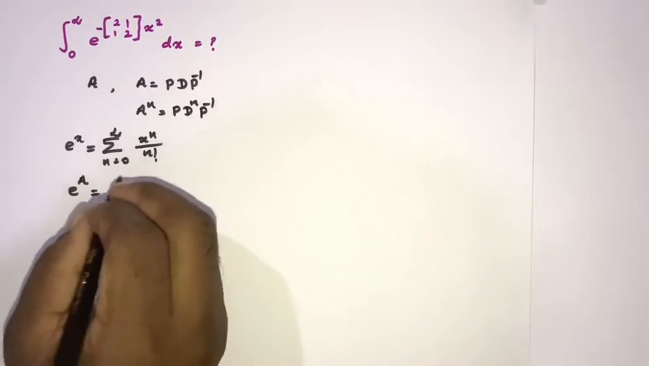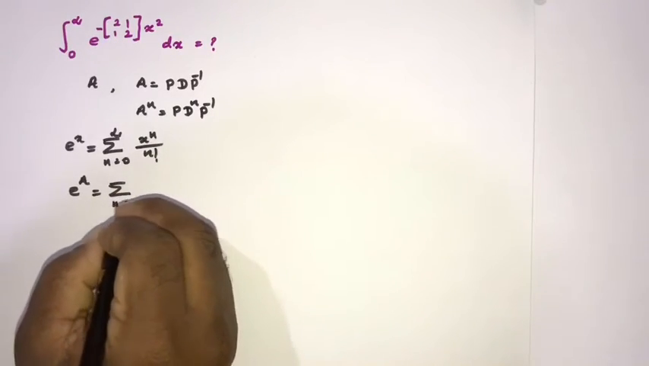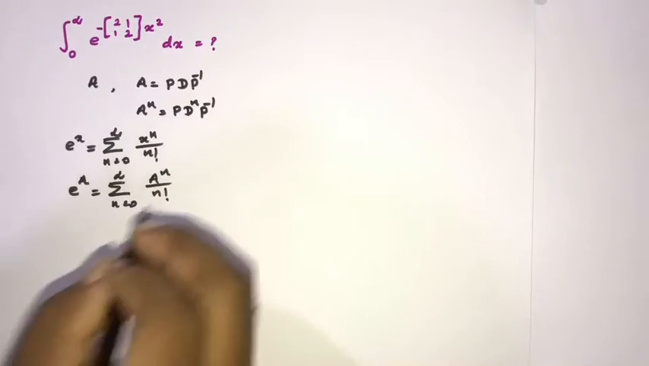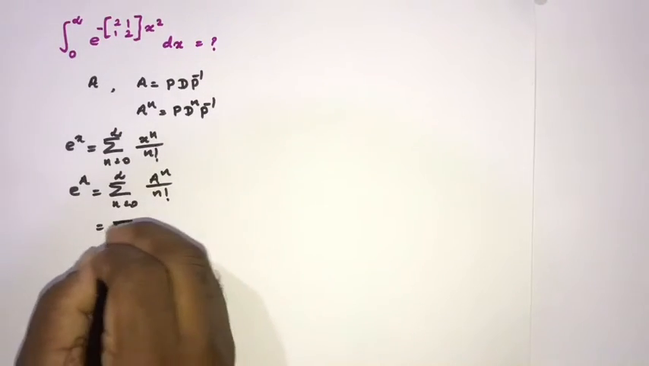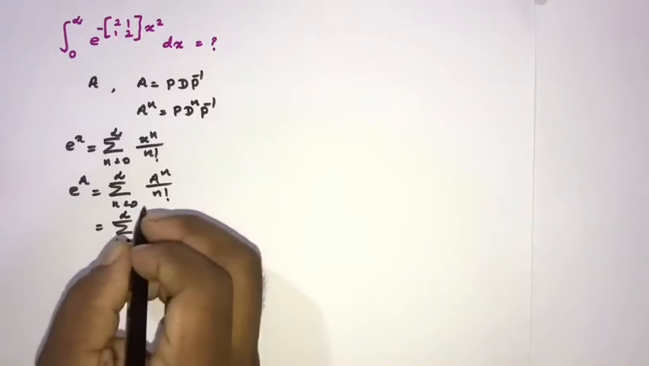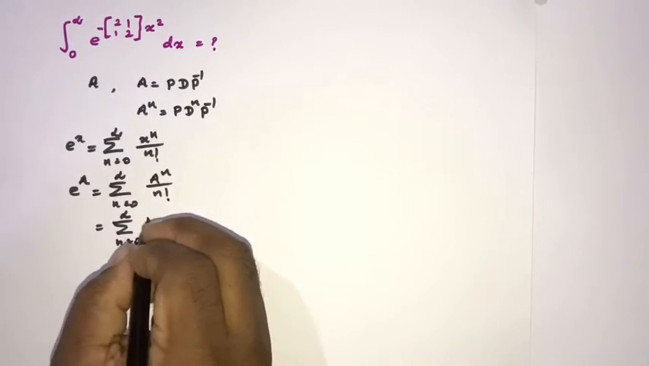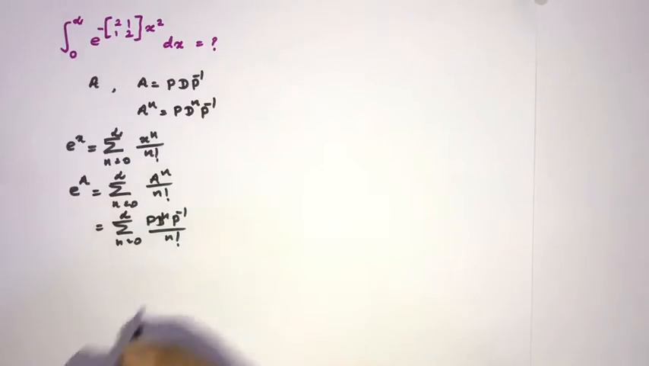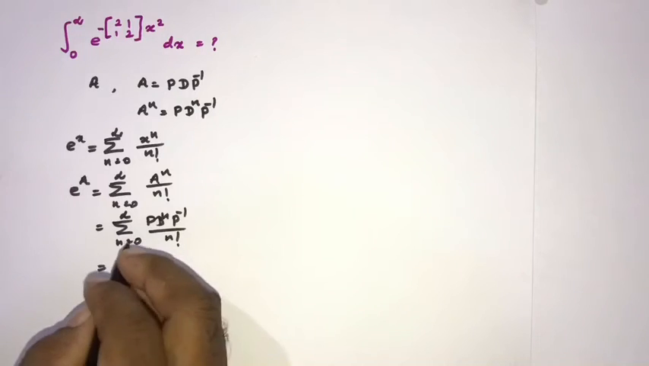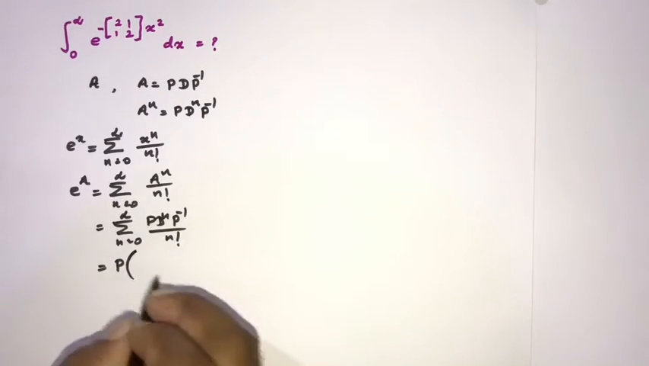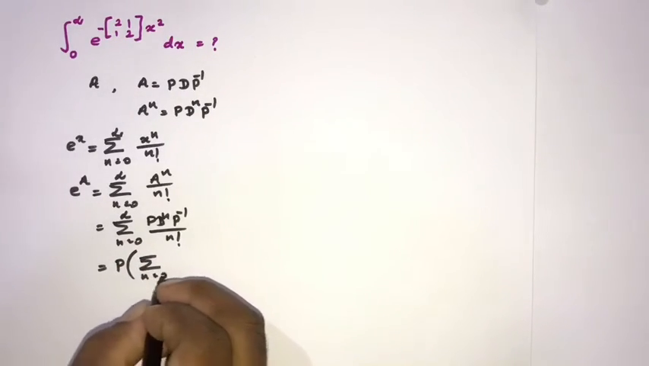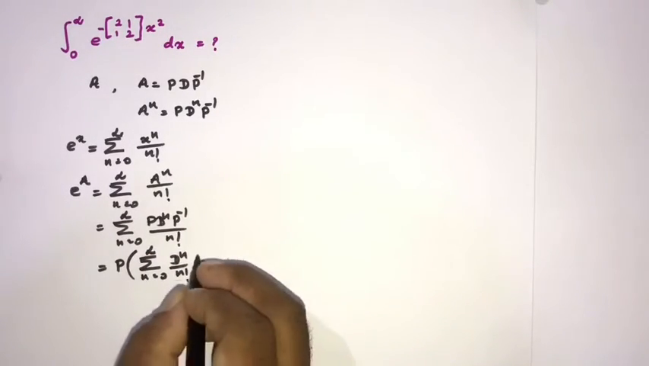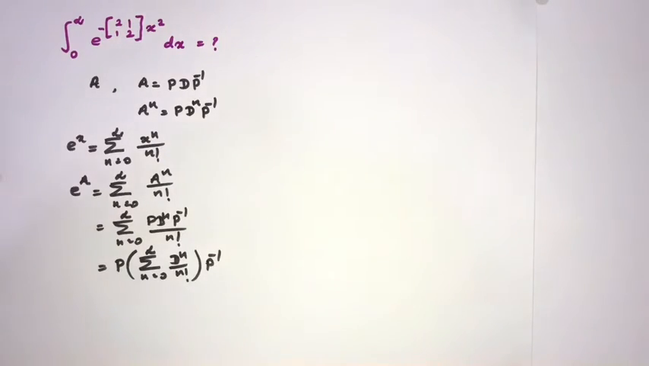So e to the A is equal to the sum from 0 to infinity of A to the n over n factorial. Now A to the n is P D to the n P inverse, over n factorial. Now we can rearrange this like P times the infinite sum of D to the n over n factorial, times P inverse.